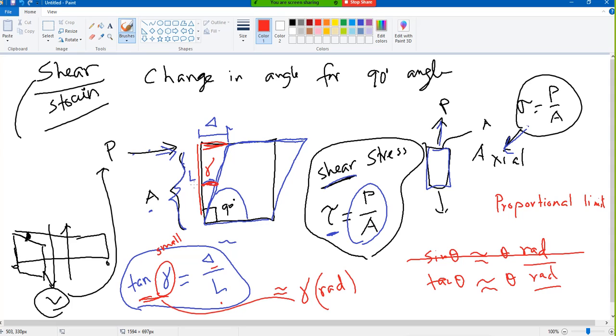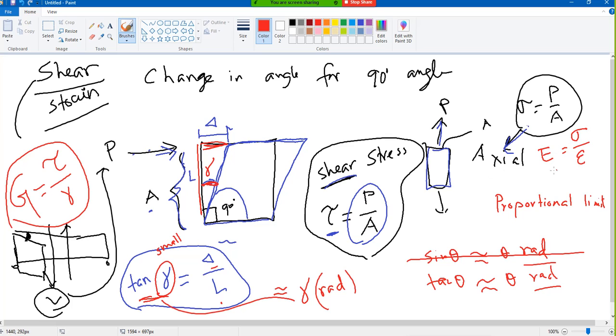Okay, so shear stress, shear strain, you got it. What is their ratio? G is shear stress divided by shear strain. What is G? If I go to axial, you can remember what E is: axial stress divided by axial strain. What was this? Young's modulus. Then what is G? Shear modulus.